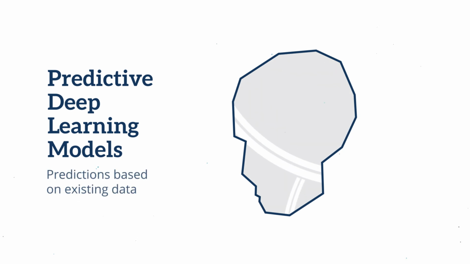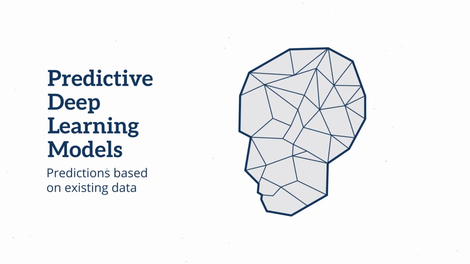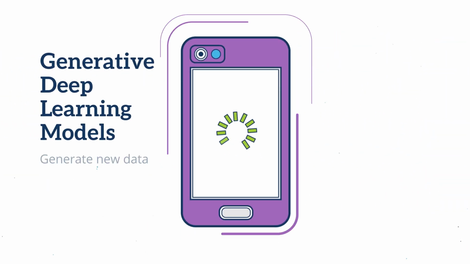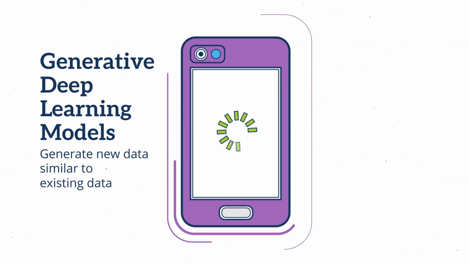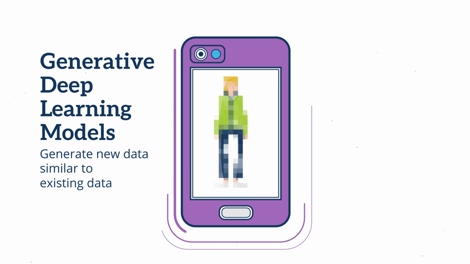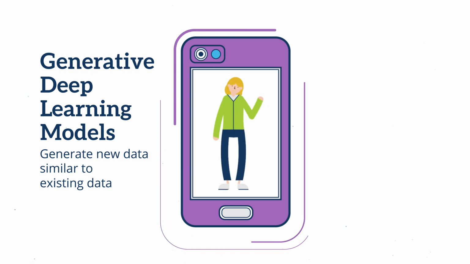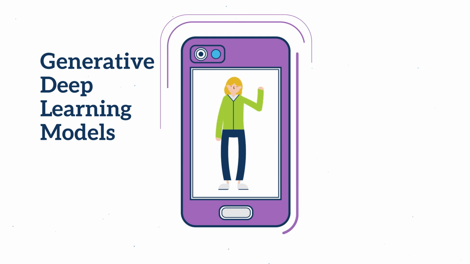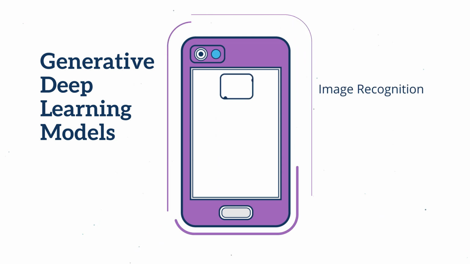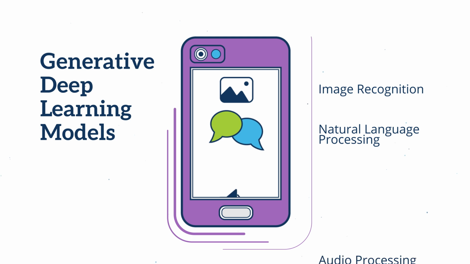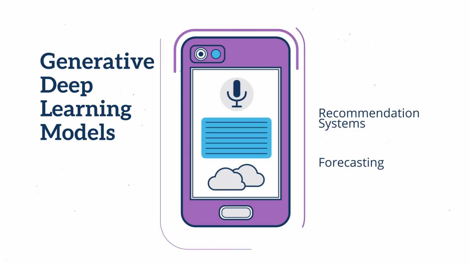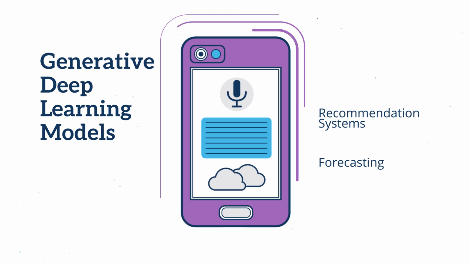Predictive deep learning models make predictions based on existing data. For example, when you're trying to unlock your phone with your face. Generative deep learning models generate new data that is similar to existing data. For example, when generating a picture of a person that does not exist. Based on the type of data that these models can process, we categorize them into image recognition, natural language processing, audio processing, recommendation systems, forecasting, and many others.